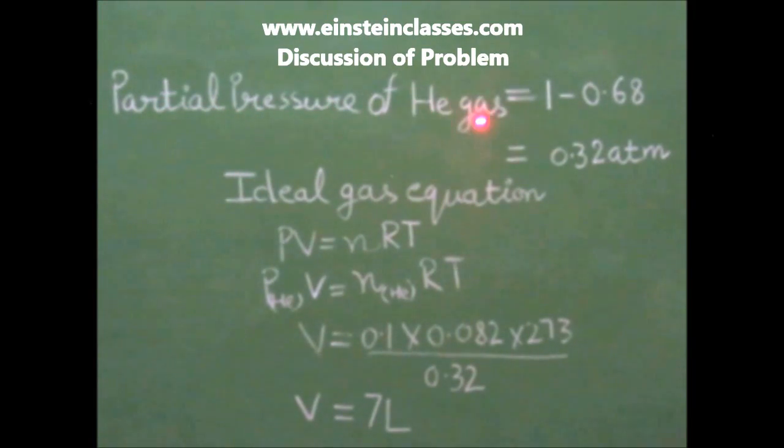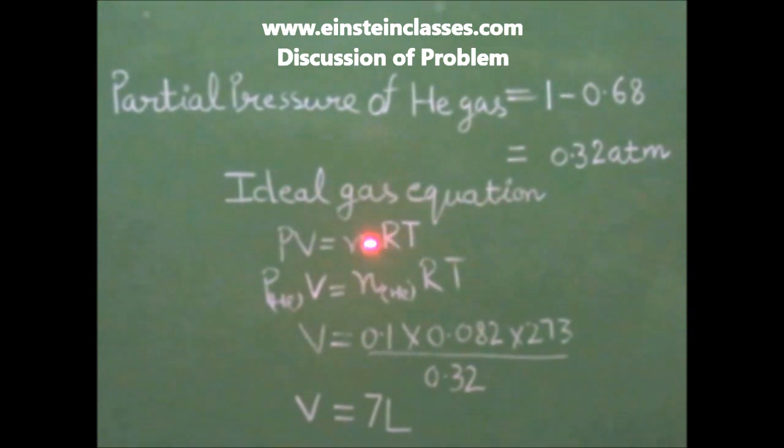Now the partial pressure of helium gas can be found out by subtracting the vapor pressure of the compound, 0.68 atm, from the external pressure on the cylinder piston, that is 1 atm. So the pressure of helium gas is 0.32 atm.